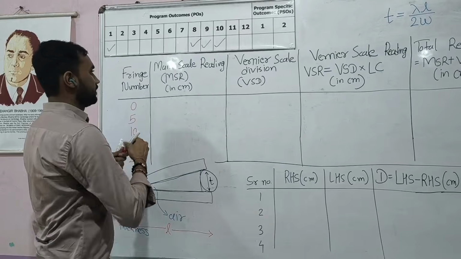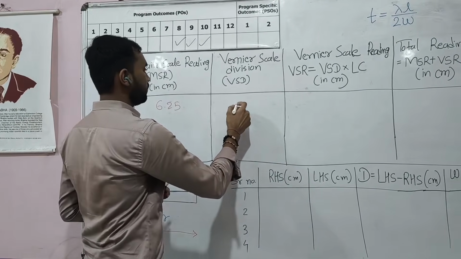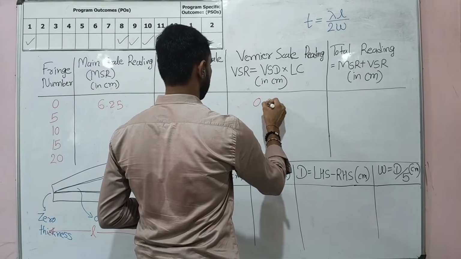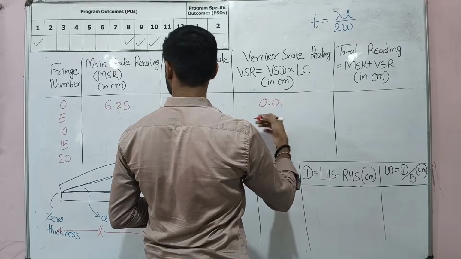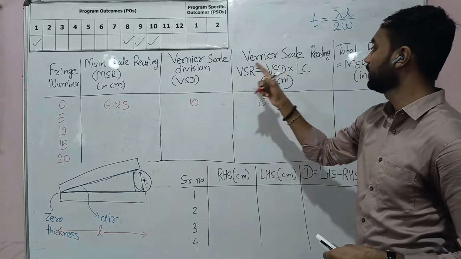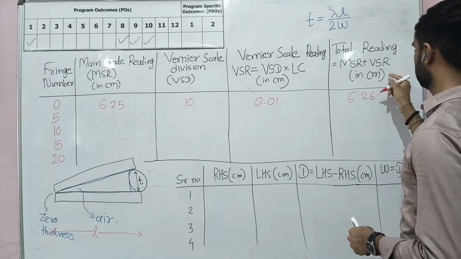From the zeroth fringe, you will find its main scale reading, let's say 6.25. You found the vernier scale reading, that is 10. You multiply it here, 0.01. Yeah, it's in centimeters. See, centimeter, 6.26 centimeter.